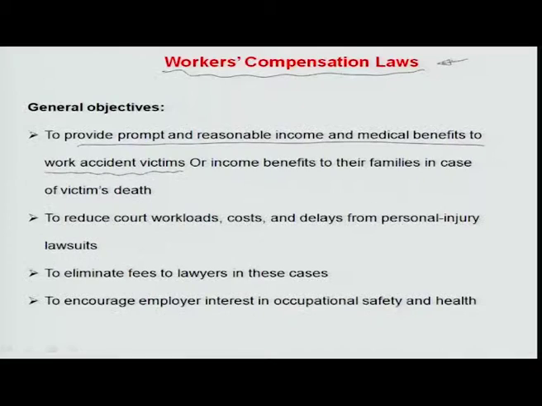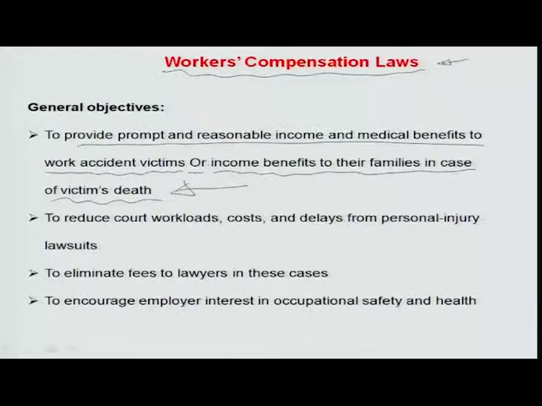So, to provide prompt and reasonable income and medical benefits to work victims, or even income benefits to families in case of the victim's death, is a general objective behind how to compensate. Although life losses really cannot be compensated in the literal meaning of it, there has to be a method in place so that such compensations may not impose unnecessary pressure on the family or on the stakeholders who are dependent on the human being who has met this fatality or accident.